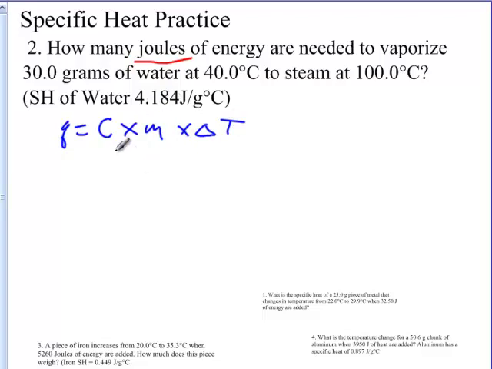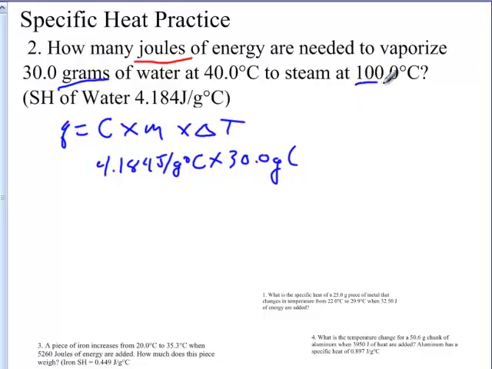What's the specific heat of water? Well, there it is, 4.184 joules per gram degree Celsius. Okay, times the mass. What's the mass? We were looking for grams. There's our grams. Okay, so it's 30.0 grams times the temperature change.